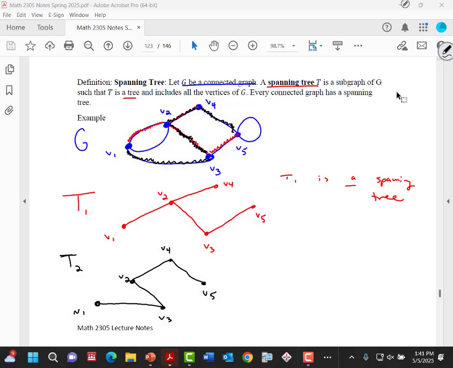Well, sure enough, T2 is a spanning tree. It's rather boring, okay? But I can take a look and see that sure enough, okay, T2 is a tree, and it includes all the vertices of G. So that's going to conclude our lesson on trees.